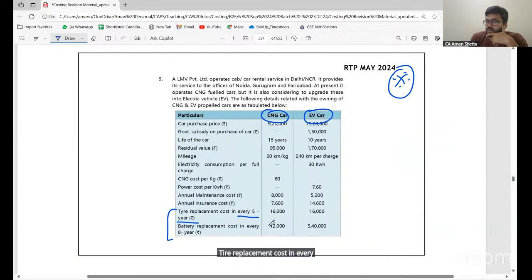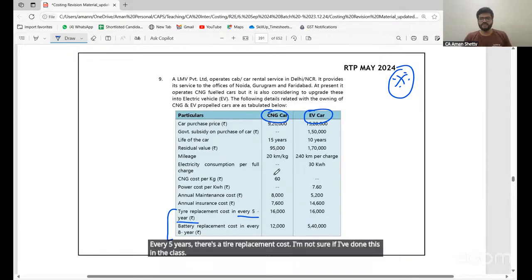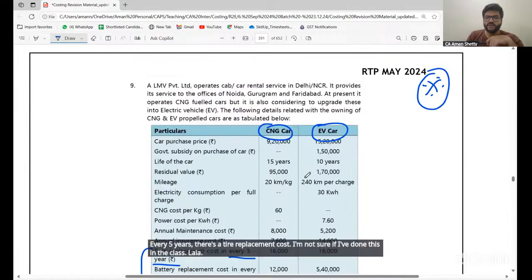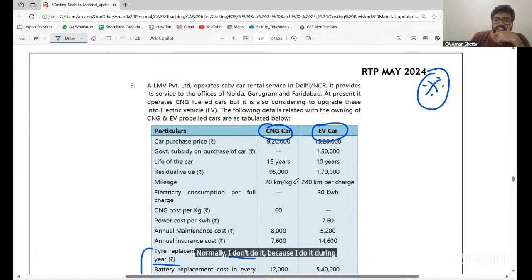All of you look at this now. Every 5 years, there's a tire replacement cost. I'm not sure if I've done this in the class. Normally I don't do it because I do it during revision. Yes, now look at this. Life of the car is 15 years, all of you. Okay. Tire replacement cost in every 5 years.